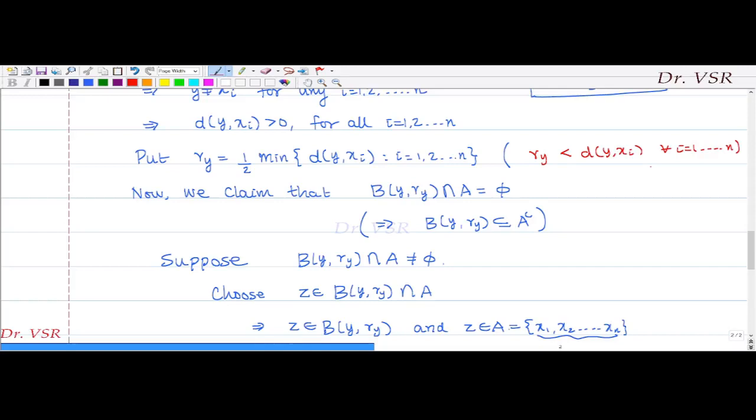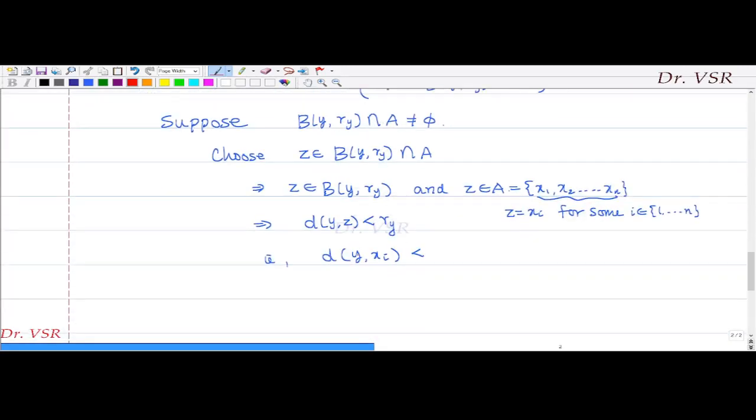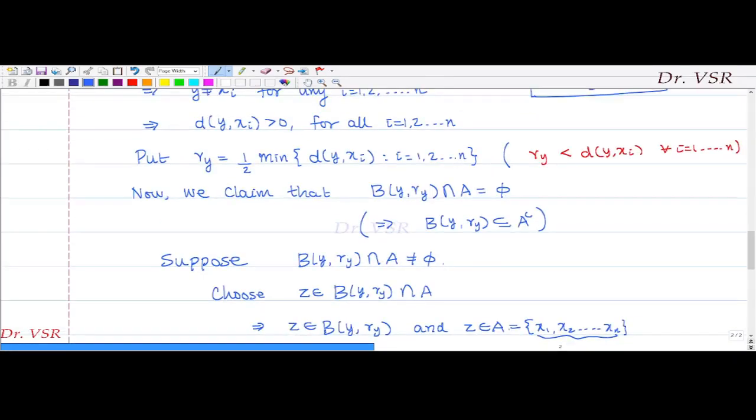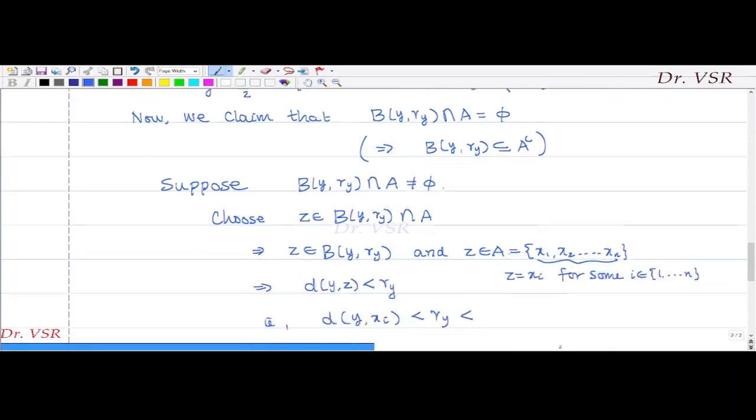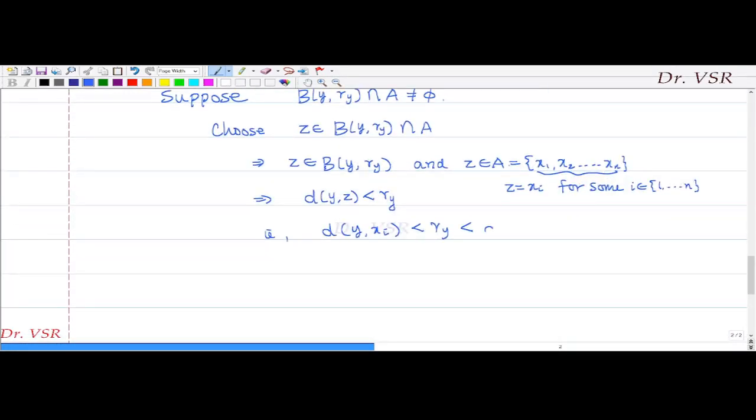அப்ப இதை நான் இங்க யூஸ் பண்ணிக்கிறேன். So this distance between y comma xi is strictly less than r suffix y, which is strictly less than, this is true for every i equal to 1 to n. இதுல எந்த எலிமெண்ட்க்குனாலும் இது ட்ரூ, particularly அந்த i க்கு இது ட்ரூ. Therefore, this is strictly less than the distance between y comma xi, which is a contradiction. So this number, we cannot have 5 is strictly less than 5, it is a contradiction.